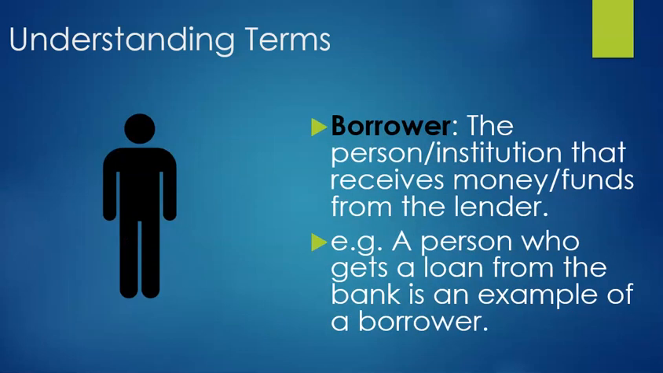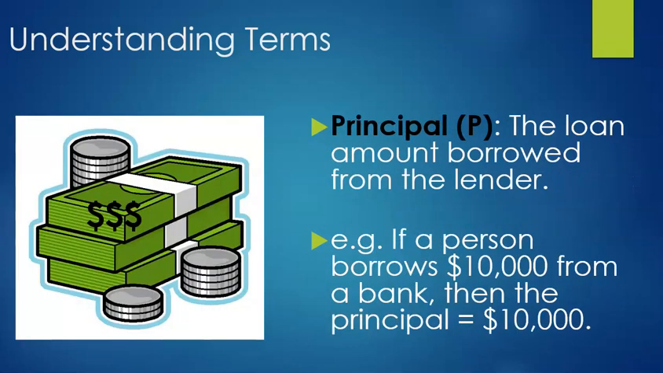The next term to know is who is a borrower. Well, the person who borrows money from another person or institution is a borrower. Maybe because they don't have the funds, and so of course they want to go somewhere else, like a bank or institution that has the money to lend them. So in this case, the person borrowing money from the bank is an example of a borrower.